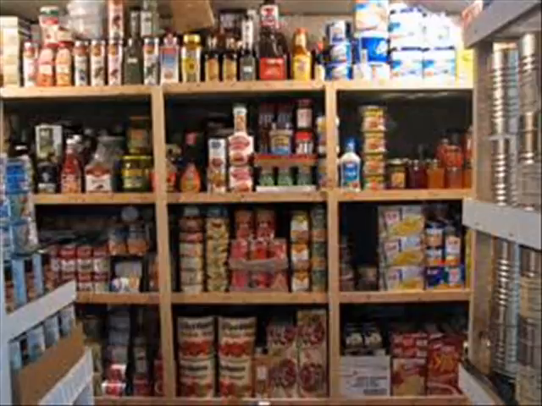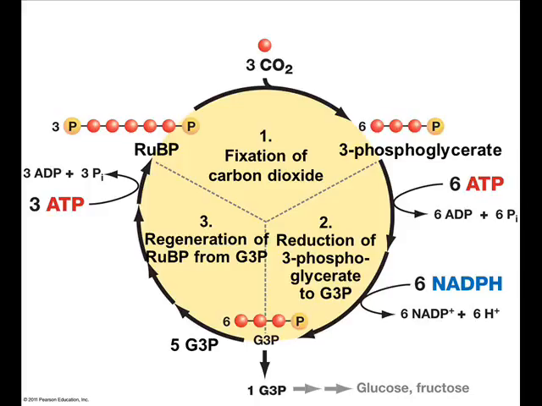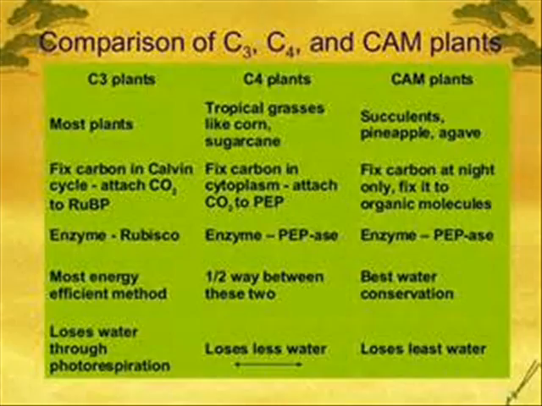Alright, and that's your C4 plants, that's your tropical plants. We call it C4 because in regular plants, the first molecule we make after carbon fixation, we split it, and we get two 3-carbon molecules, so that's called C3. But with the C4, bam, we got 4-carbon molecules.